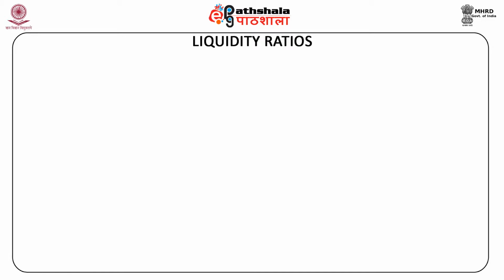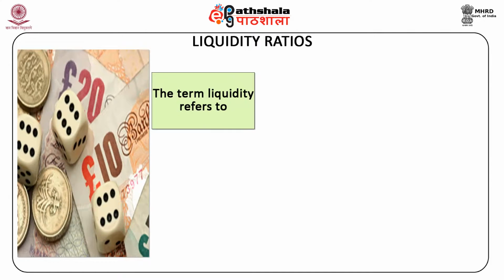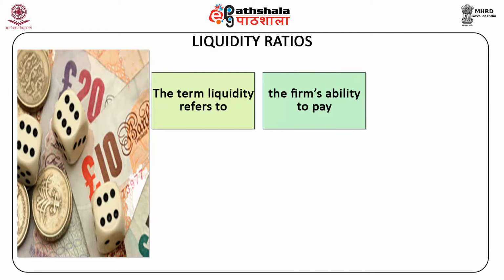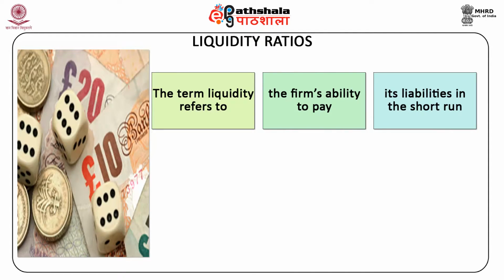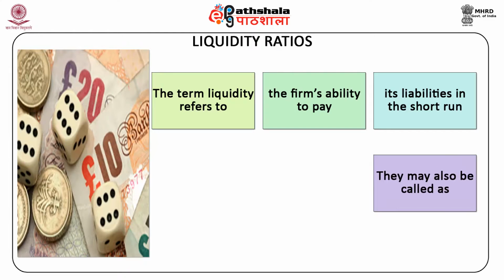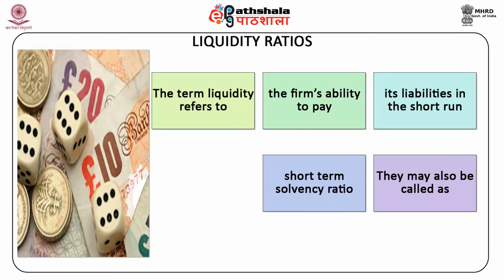Liquidity ratios. The term liquidity refers to the firm's ability to pay its liabilities in the short run. They may also be called as short-term solvency ratio. They are calculated to determine the relative strength of the organization to meet its current obligations. Short-term obligations are compared with short-term resources to calculate this ratio.